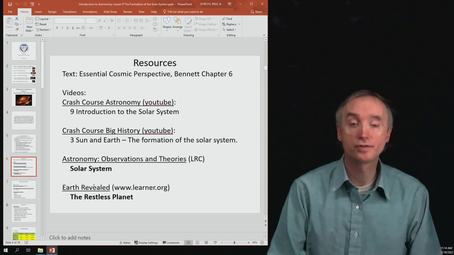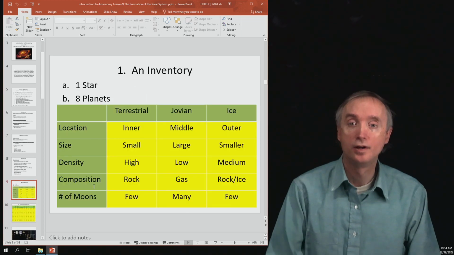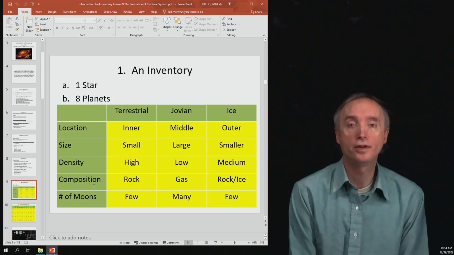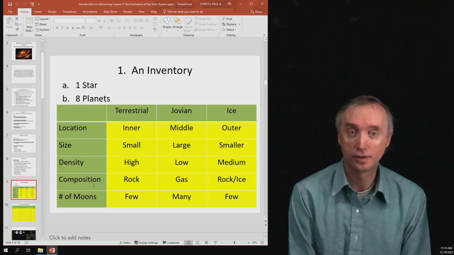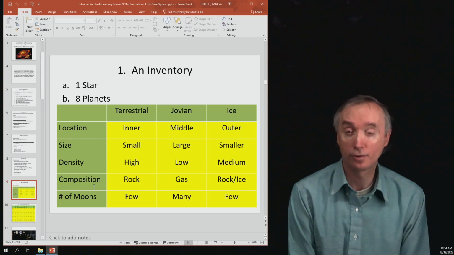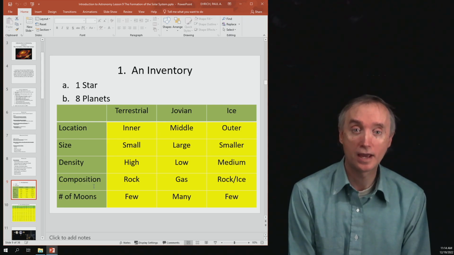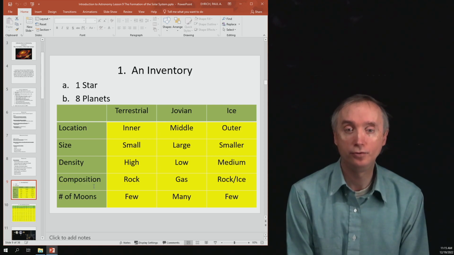So this is chapter 6 out of your textbook. You should know for the exam the 3 major kinds of objects found in the solar system. So you've got the terrestrial worlds, which are in the inner part of the solar system. They are relatively small compared to a gas giant. Their density is relatively high because they're made of rock. And then they tend to have very few moons.